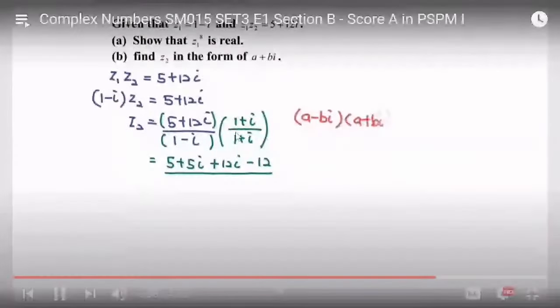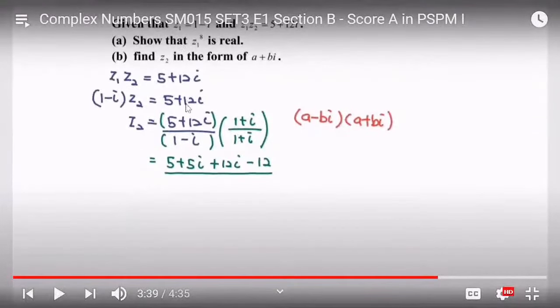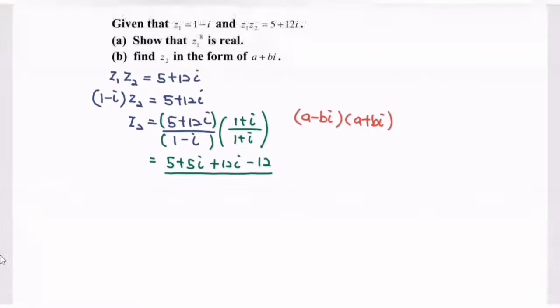So benda ini yang saya sarankan selalu guna formula. Okay, guna formula. Ketika you darab di antara conjugate to each other, guna formula ini. Apa formula dia? Multiplication between the conjugate, and we will have a squared plus b squared as a formula.